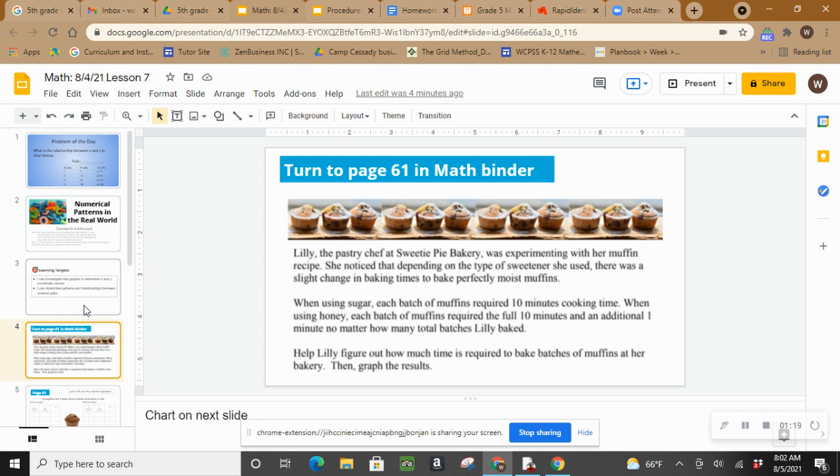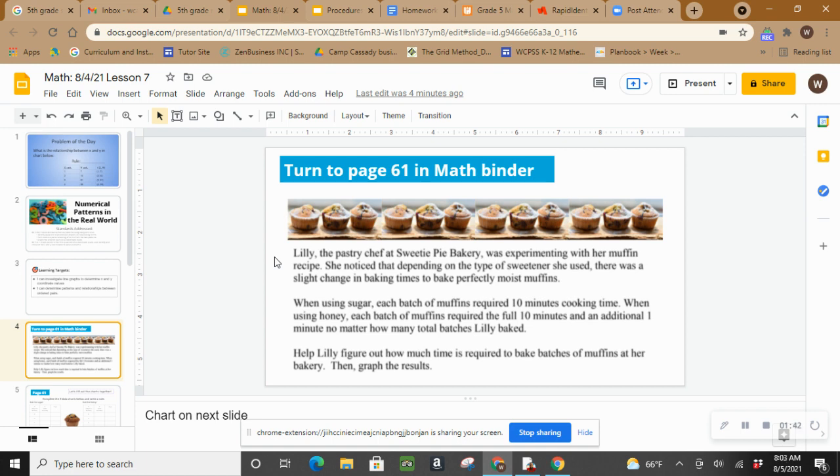All right, turn to page 61 in your math binder. At the top, it reads: Lily, the pastry chef at Sweetie Pie Bakery, was experimenting with her muffin recipe. She noticed that depending on the type of sweetener she used, there was a slight change in baking times to bake perfectly moist muffins.